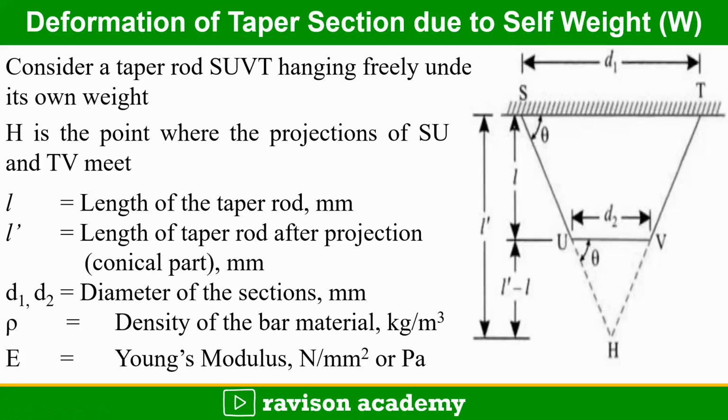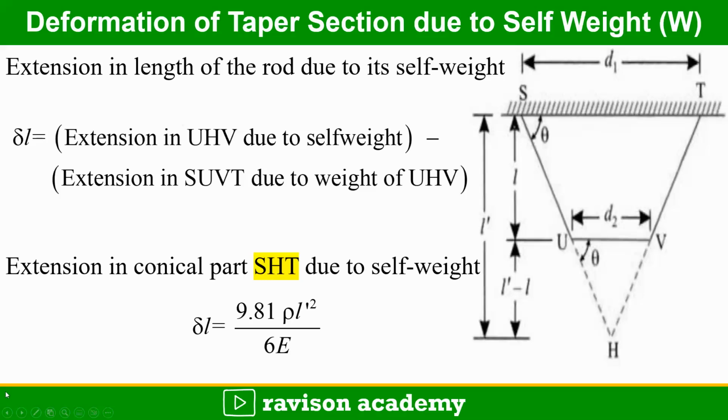So D1 and D2 will be the diameter of the sections and rho will be the density of the bar material and E will be the Young's modulus in Newton per mm square or Pascal. So the extension in the length of the rod due to its self weight equals the extension in SHT due to self weight minus extension in the SUVT part due to the weight of UHV.